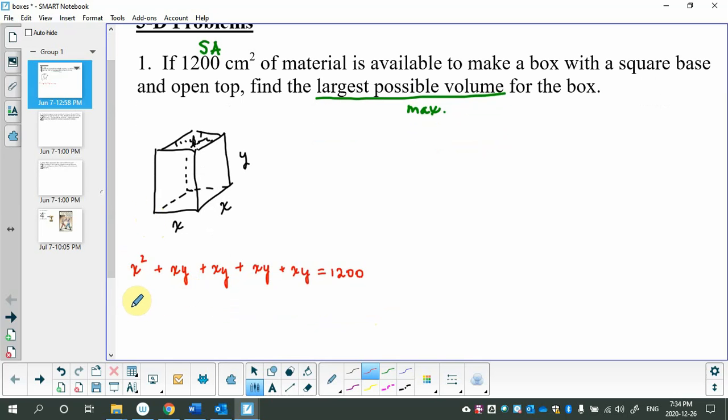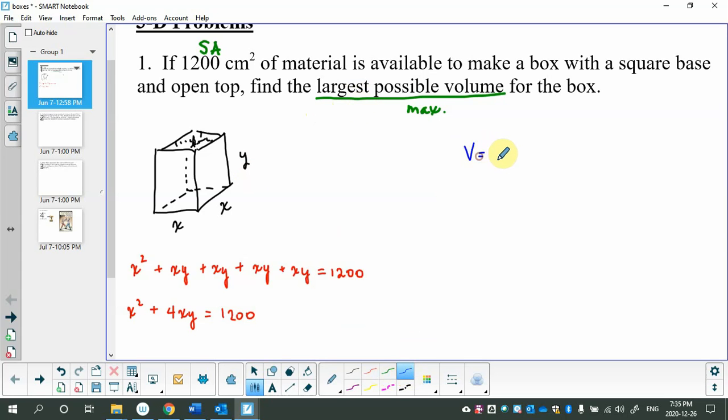So I'm going to make this look a little prettier. 1, 2, 3, 4 of these xy's. And then I'm going to keep reading. So that's as pretty as I can make the surface area formula. It says find the largest possible volume of this box.